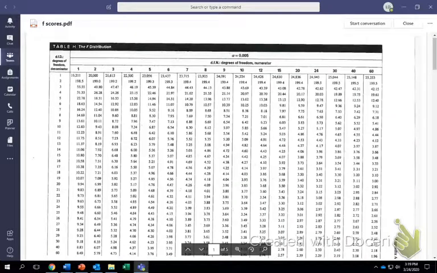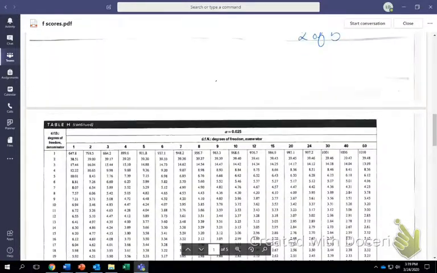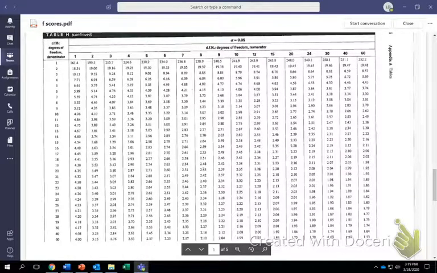Okay, so our alpha was 0.05. So I'm going to look for the alpha at the very top, 0.05. This is 0.005. So I'm going to scroll down until I get the correct alpha, which for us is going to be on the 4th page. All right, and it said that the degrees of freedom of the numerator was 15. So that is across the top. That's going to be my 15 right here.